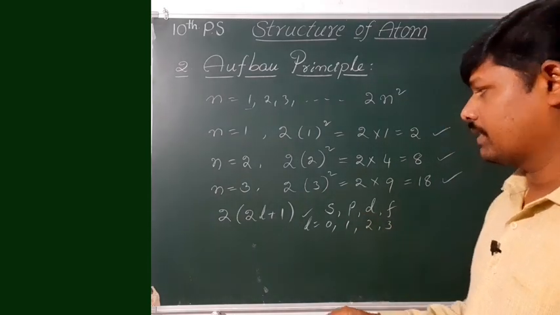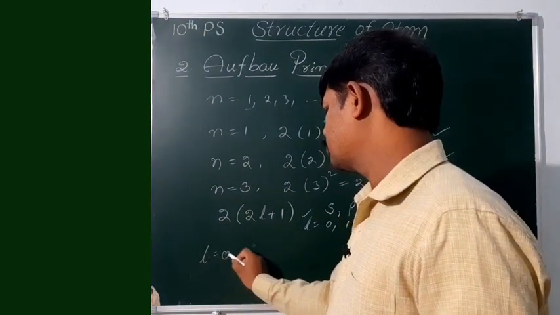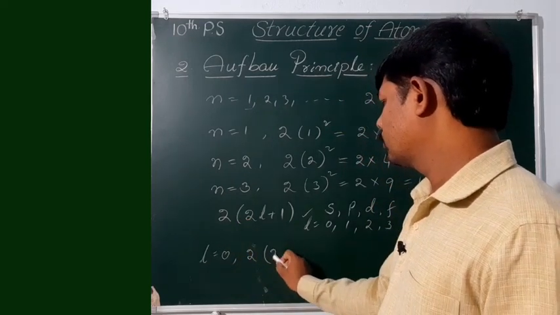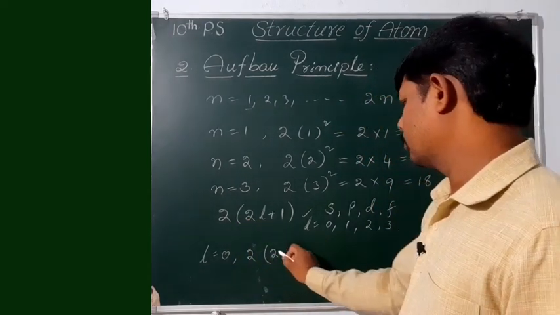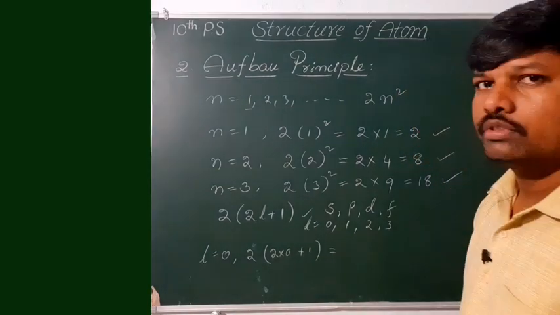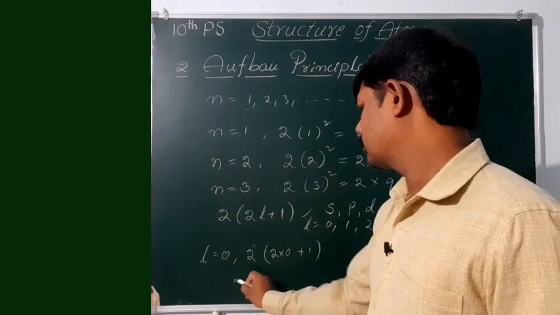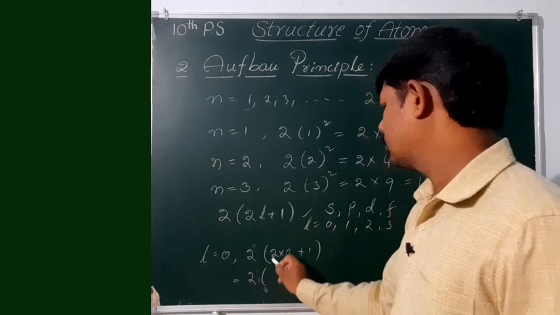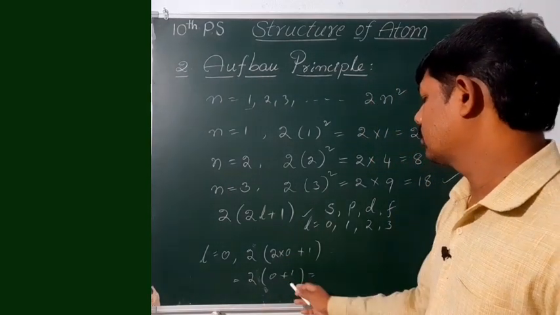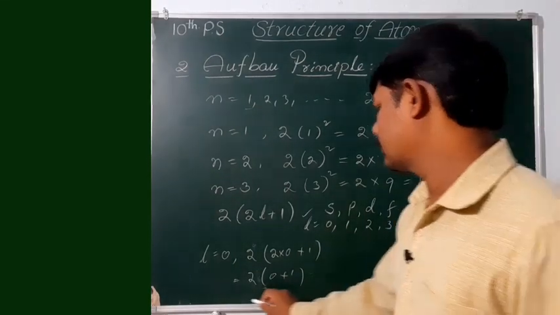So let us see once. If l is equal to 0, to substitute the l value here, 2 into (2l plus 1), that means 2 into (2 into 0 plus 1), that is equal to 0 plus 1, 1 here.